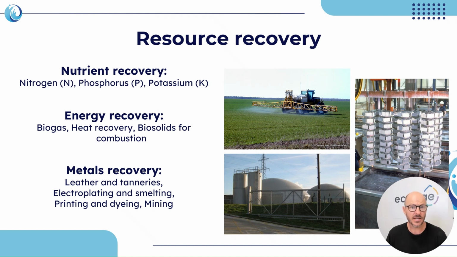Phosphorus can be precipitated as struvite, a slow-release fertilizer with high agronomic value. Nitrogen can be recovered through processes such as air stripping, ion exchange, or membrane technologies, producing ammonium salts for fertilizer use. Potassium, though less concentrated, can be extracted from sludge ash or recovered alongside other nutrients.